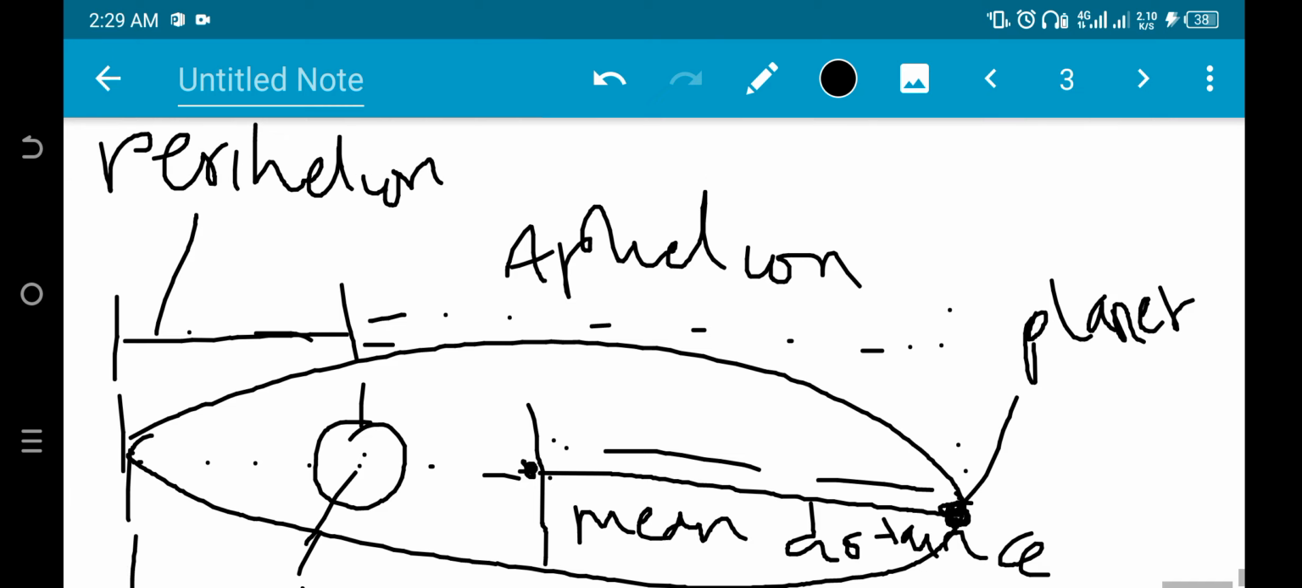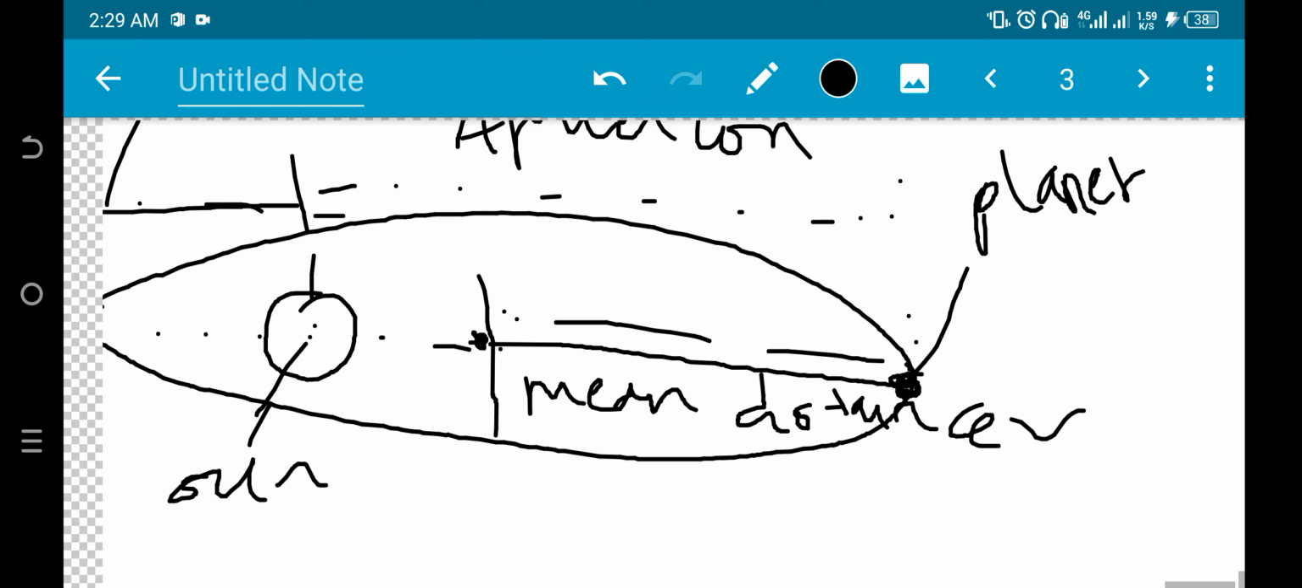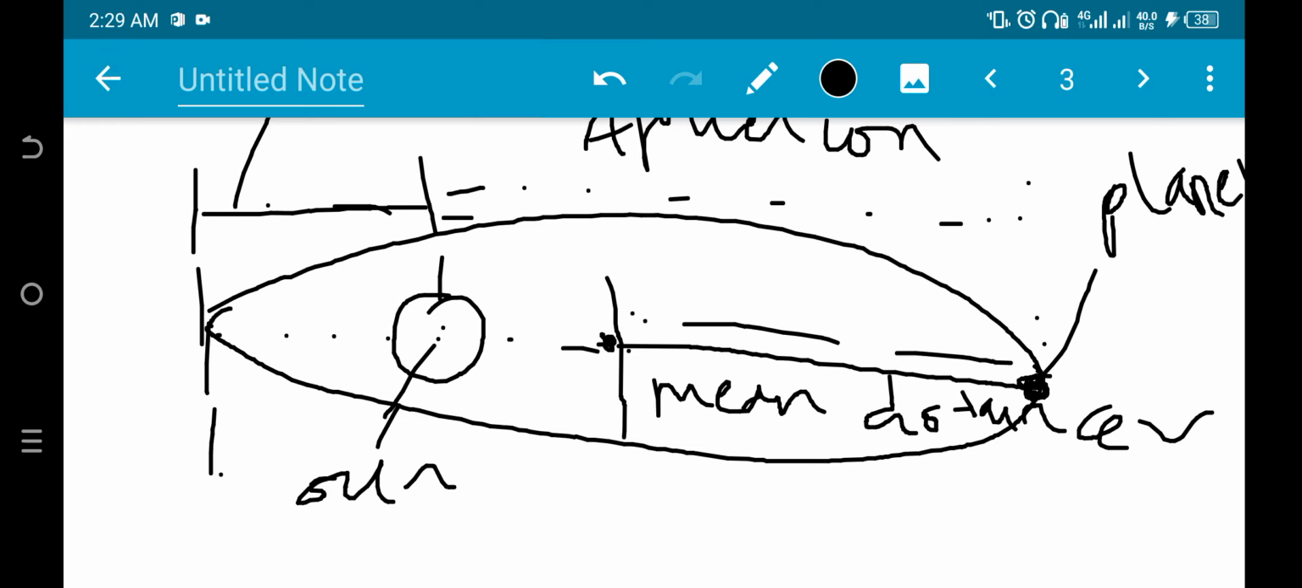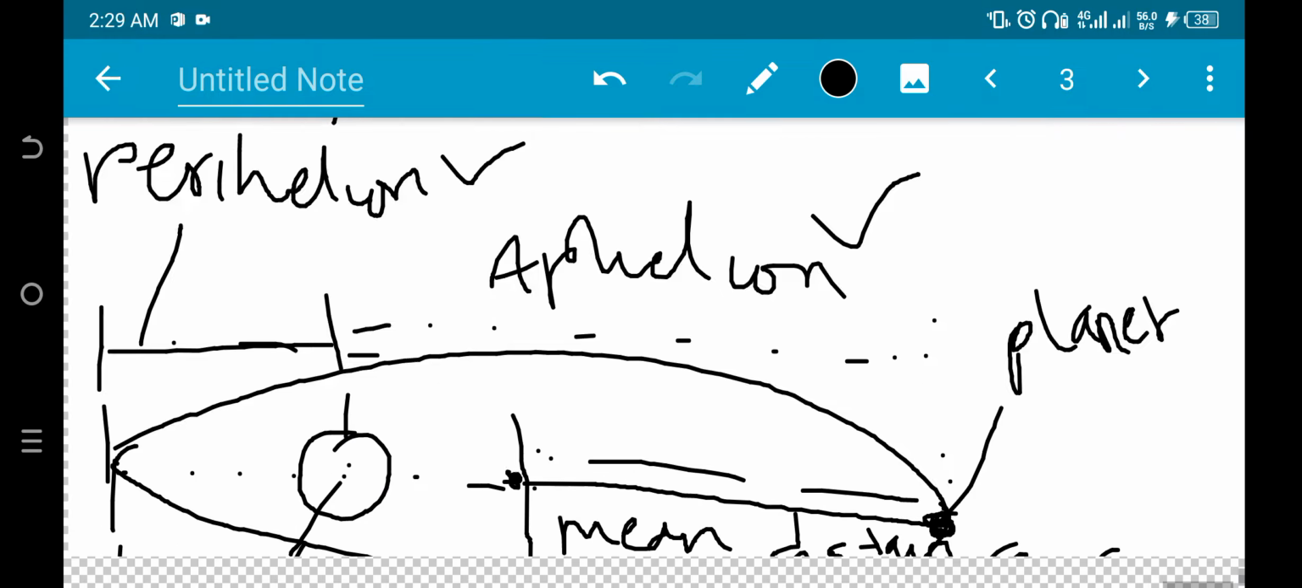You need to know what perihelion is, aphelion is, and mean distance is, because that's where all the questions revolve around. If you know and understand what aphelion, perihelion, and mean distance are, it will be very easy for you to navigate through the questions. So the formulas are very simple.